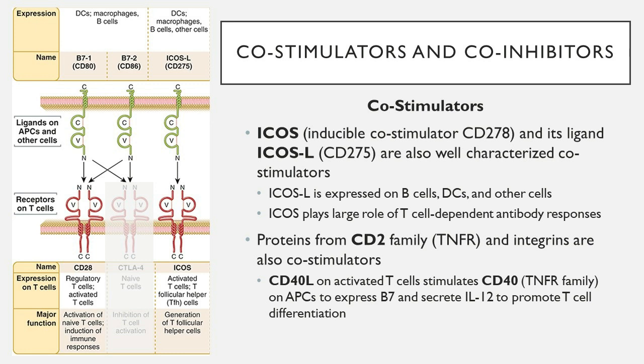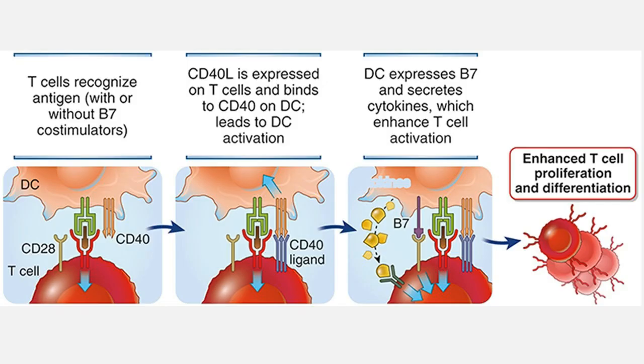There are also a few co-stimulators under what we call the tumor necrosis factor receptor family, TNF-R, and integrins that play co-stimulator roles. So CD40L, which is, as it says, a ligand, is expressed on activated T cells, and it helps stimulate CD40, which is part of the receptor family, on antigen-presenting cells to help express B7 and secrete IL-12, which both promote T cell differentiation and activation, which seems like a roundabout process. So let me go into a little more detail on the next slide.